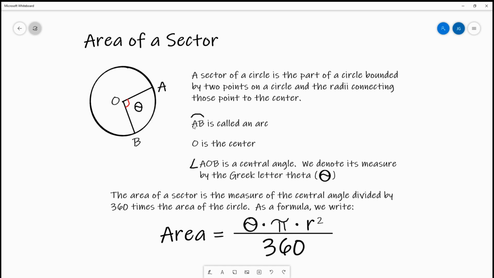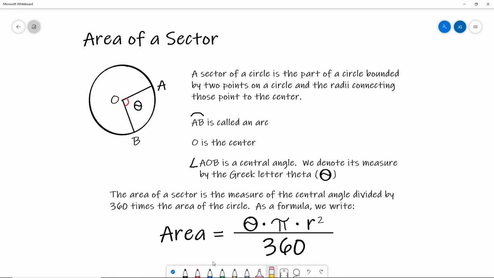And we can use the letters A, B with a little arc symbol above them to name that arc. The center of the circle is O. And then we have 2 radii that connect O to point A and to point B. And the section here between the radii of A and B, this all in here, is our sector. Okay.